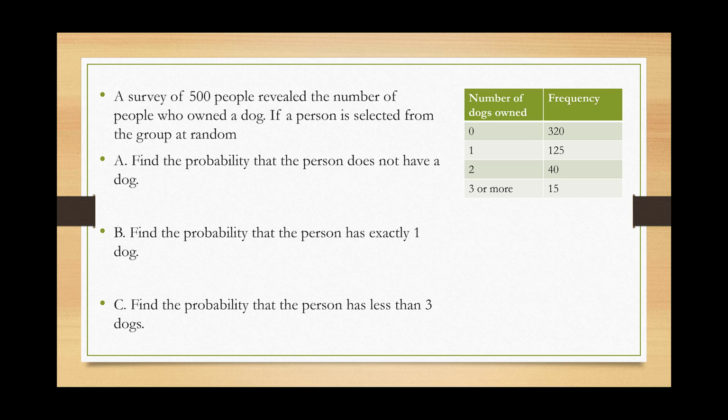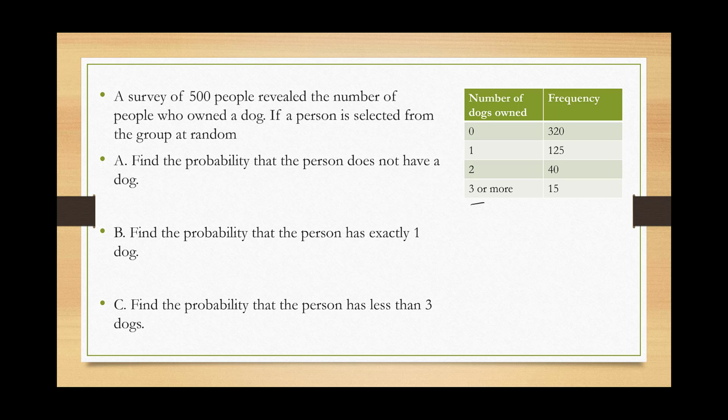For this problem, we have a chart about the number of dogs owned. We had 320 people that don't have a dog, 125 that have one dog, 40 people have 2, and 15 people have 3 or more. So in this survey, 500 people revealed the number of dogs they owned. If we select a person at random, let's find the probability the person does not have a dog.